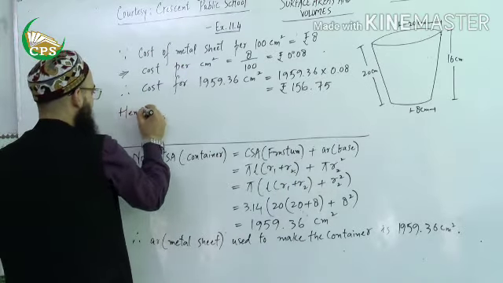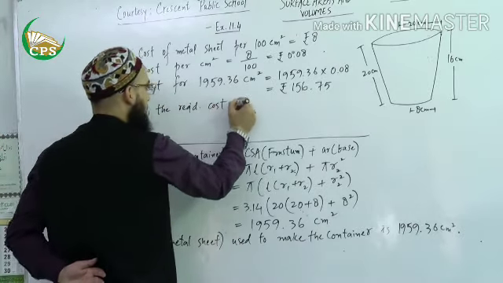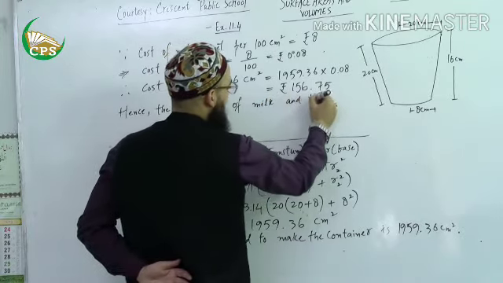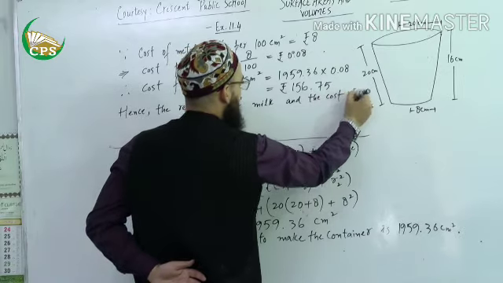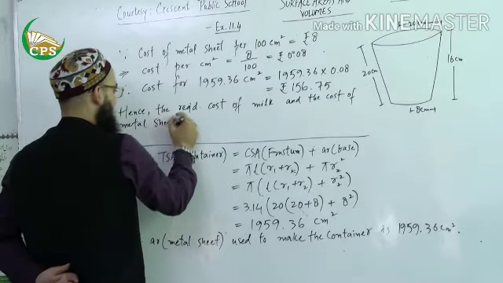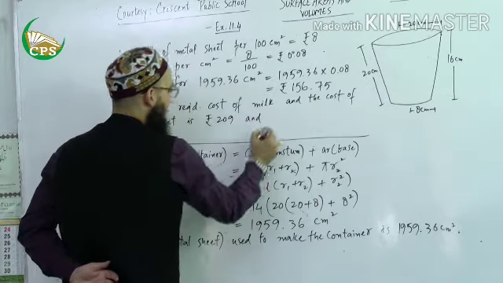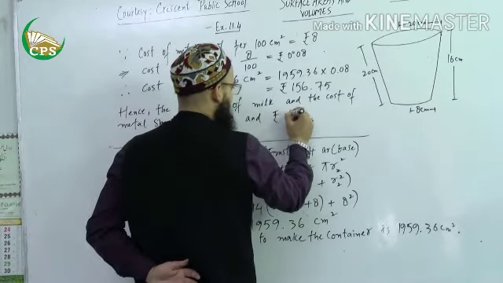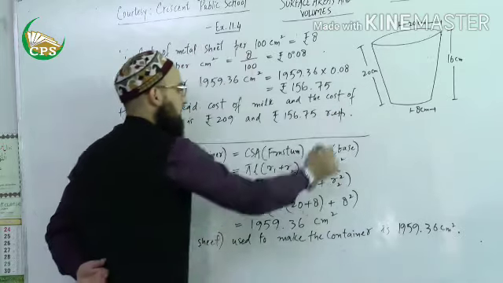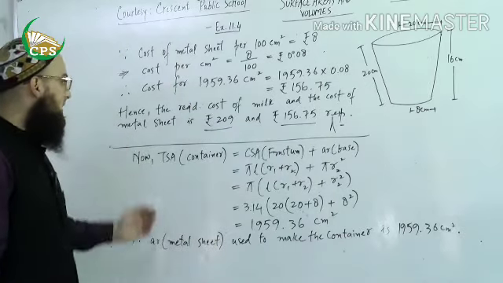Hence, the required cost of milk and the cost of metal sheet is rupees 209 and rupees 156.75 respectively. So these two are your answers, and that's the end of the question. Make a note.